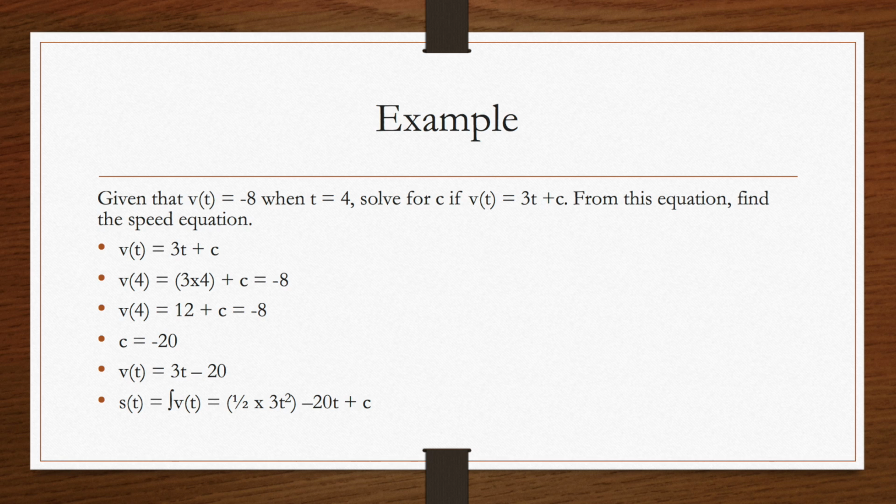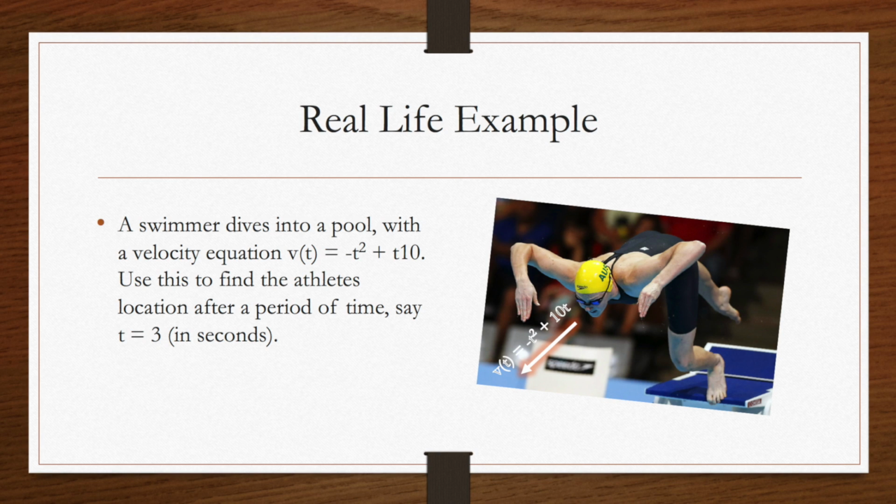Position s(t) equals the integral of v(t) dt equals 3 over 2 times t squared minus 20t plus c. When we enter the formula for constant acceleration into a real-life scenario, we can gain an understanding as to how it may relate to this scenario.